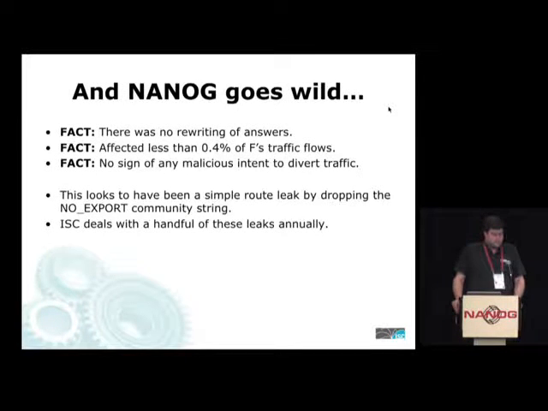And NANOG goes wild. So there was a nice long thread about this, and I wanted to clarify some issues. My colleague Leo Bicknell addressed some of these already, but just to point out, there was no rewriting of answers. We actually checked this before we pulled the route. Any traffic that came from that particular location wasn't getting rewritten by the Great Firewall of China and so forth. And the other fact is that this actually affected less than 0.4% of our global traffic flows.